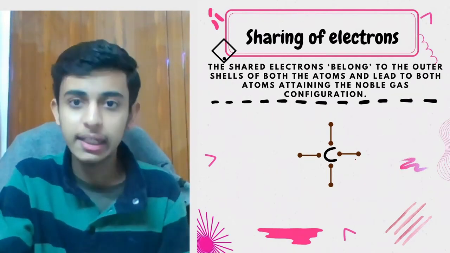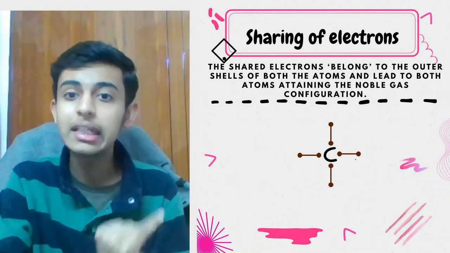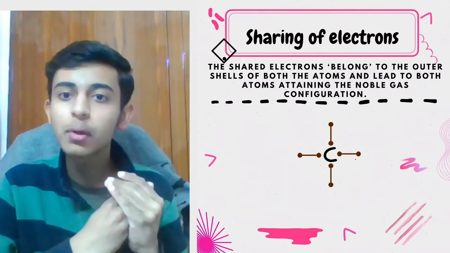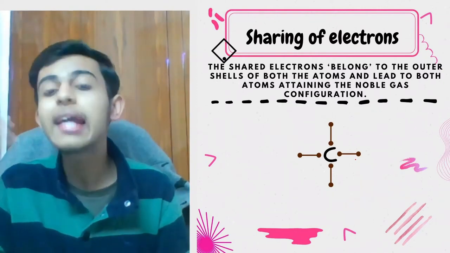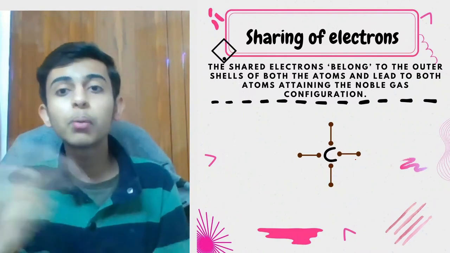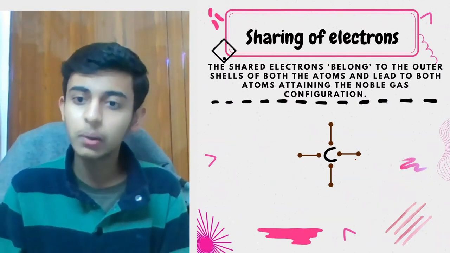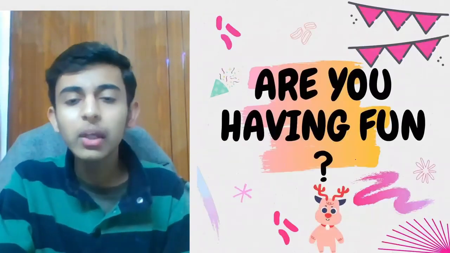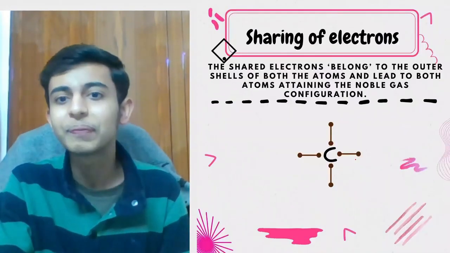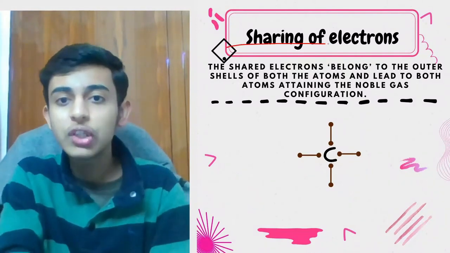Now, how is this sharing done? The shared electrons belong to the outer shells of both the atoms and lead to both atoms attaining the noble gas configuration. So if carbon is going to give 4 electrons to any element, that element also has to give 4 electrons to carbon, so that both the elements will be able to complete their octet separately. Okay, this is the concept. So are you having fun? Isn't it easy till now? I hope so. So that is why carbon chooses the idea of sharing electrons.